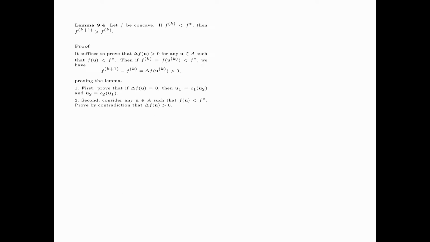Second, consider any u in A such that f of u is less than f star. We prove by contradiction that delta f of u is greater than 0. Assume that delta f of u is equal to 0. In step 1, we have shown that u1 is equal to c1 of u2 and u2 is equal to c2 of u1. That is, u1 maximizes f for a fixed u2 and u2 maximizes f for a fixed u1. Since f of u is less than f star, there exists v in A such that f of u is less than f of v.